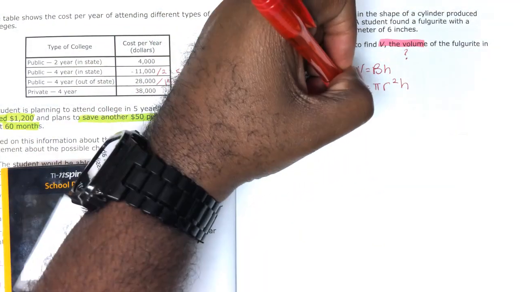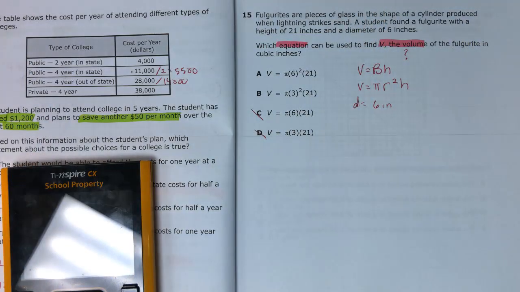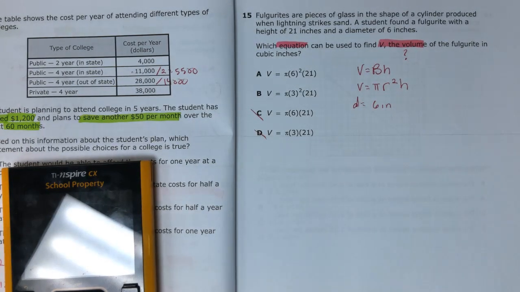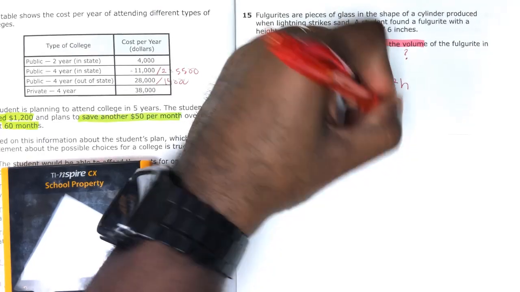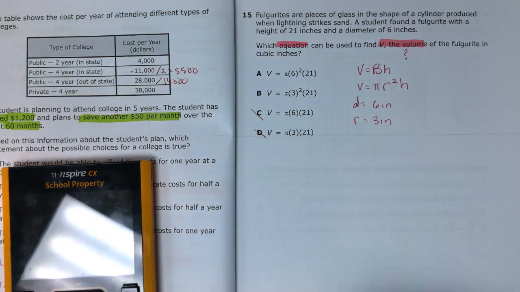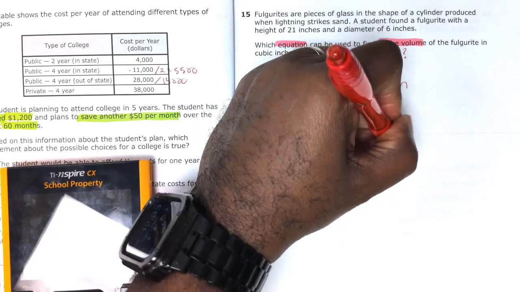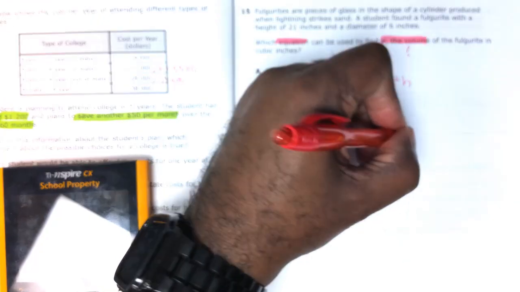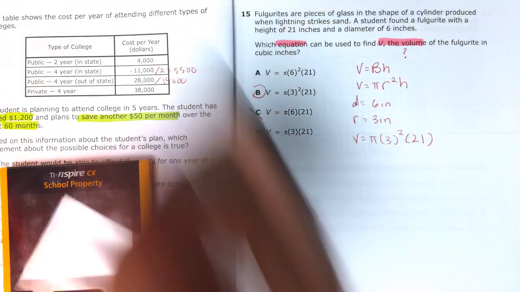And it says that our diameter is 6 inches, right? But our formula doesn't have diameter in it. Our formula has radius. So what will we do? We need to find our R, and R is equal to 3 inches. So therefore, if I had to rewrite this formula, V equals pi times 3 squared, and then the height is 21 times 21. Okay, if I look up there, my obvious answer has to be B.